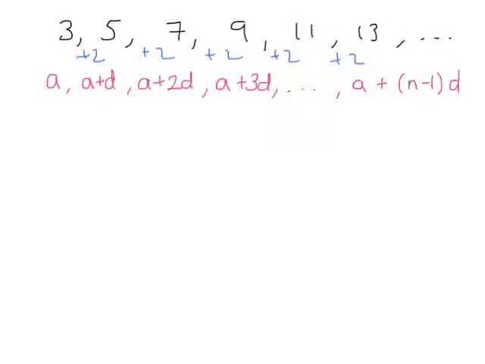So for example, in the fourth term, we had 3 lots of our common difference. In the third term, we had 2 lots of our common difference. So in the nth term, we're going to have n minus 1 lots of our common difference. And we can write out the formula for this. Un, we use u to refer to a term of a sequence, and n is the nth term. This is going to be equal to A plus n minus 1 D. So that is your formula for the nth term of a sequence.